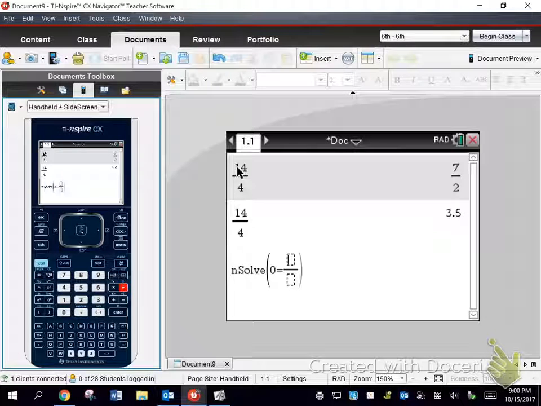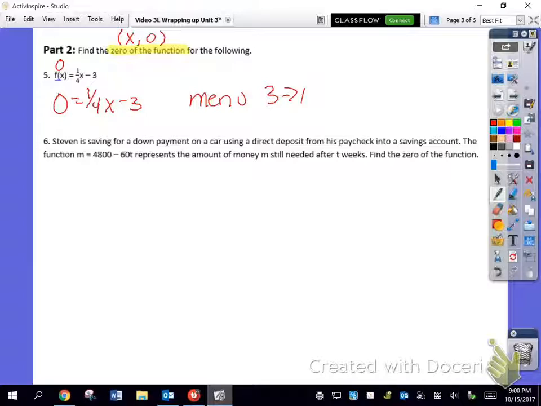So control divide, 1/4. And then you put your x, and then minus 3. And then comma x, and hit enter, and it's 12. So my zero function is 12. That means that my x value would be 12. So my zero function would be 12, 0. That is my x-intercept. Okay, zero function is another name for the x-intercept.